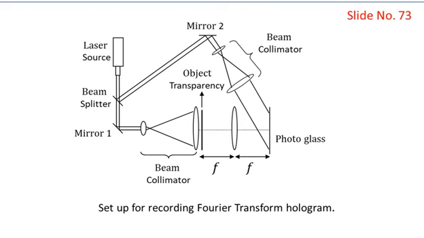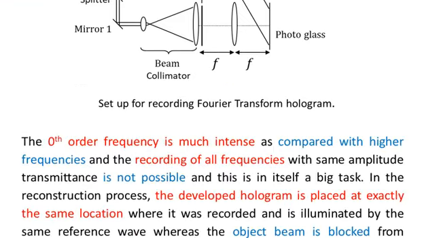Now to reconstruct the object, this Fourier transform hologram is placed at its exact location where it was first illuminated, and the beam from the object is blocked because a beam blocker is placed after the lens, after the object transparency. Then this Fourier transform hologram, which is placed at the place of the photoglass, is illuminated by the reference beam and the object can be reconstructed. So the Fourier transform of the object, which stores the information of the object transparency, can be seen in the reconstruction process.